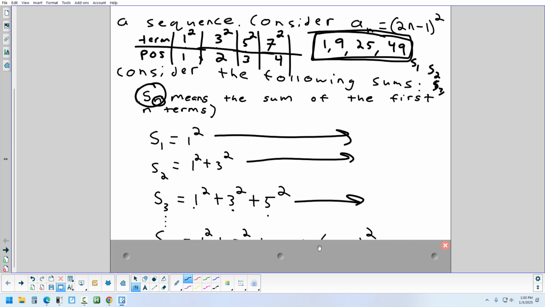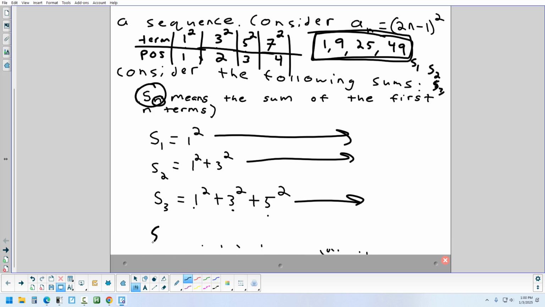Let's also do S4, because we have the 4th term. Let's add that in. What does the first 1 term add up to? 1. Just a 1. What do the first 2 terms add up to? 10. How about the first 3 terms? 35. And the first 4 terms, well, we already have 35 for that. What's 35 plus 49? 84.